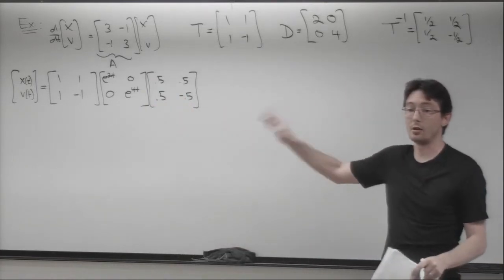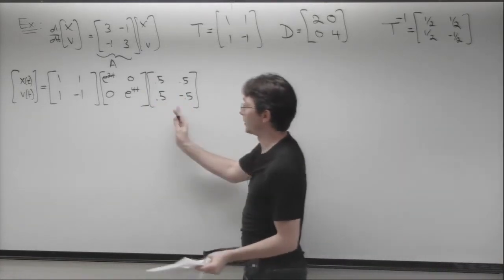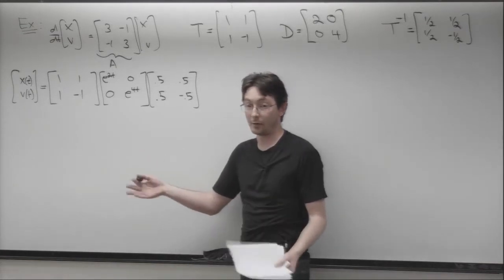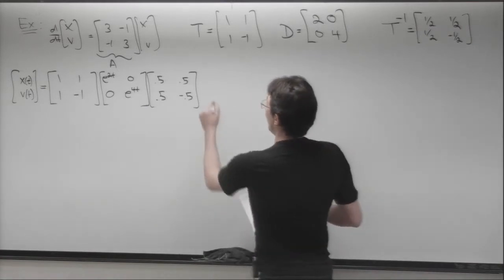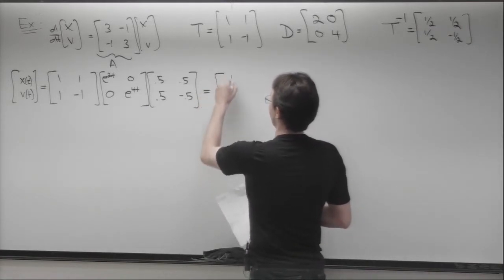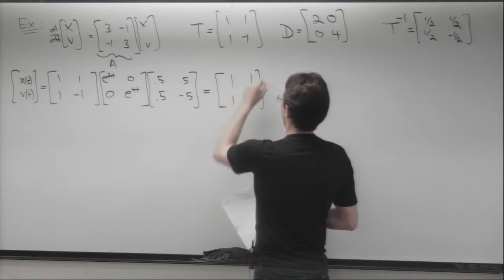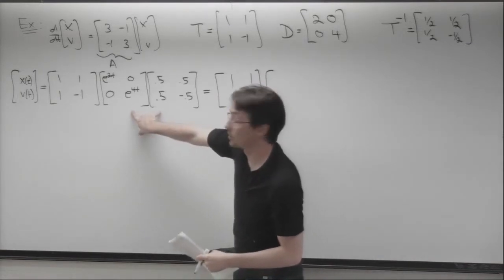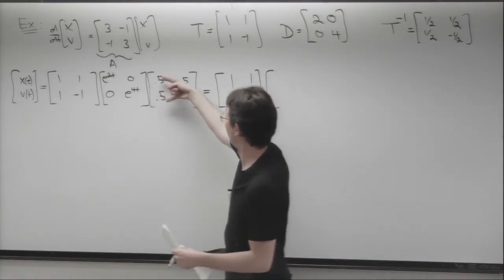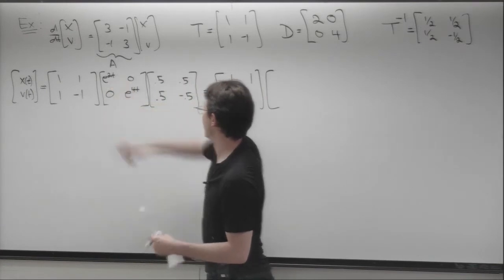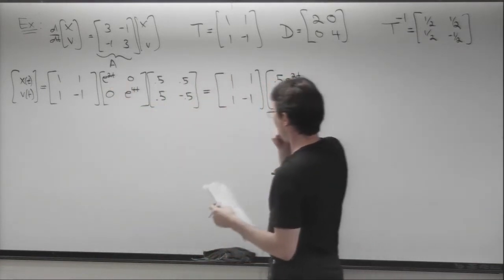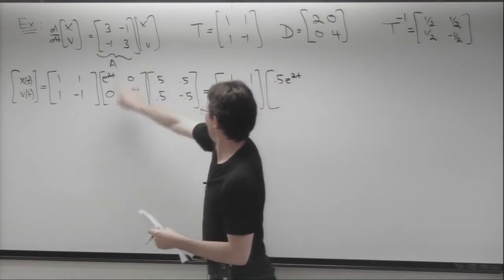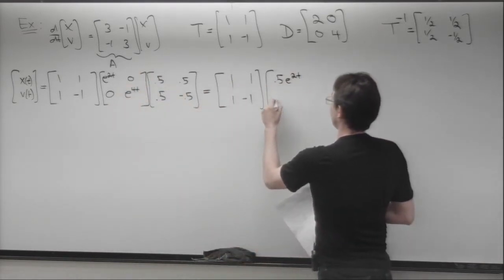I'm going to do this out long ways. It's kind of a pain, but I just want you to really see where all this comes from. You can actually get the full solution by writing this out. Okay, so this equals, so first I'm just going to multiply these two matrices. Okay, I get 1/2 e to the 2t, and then I get 1/2 e to the 4t.